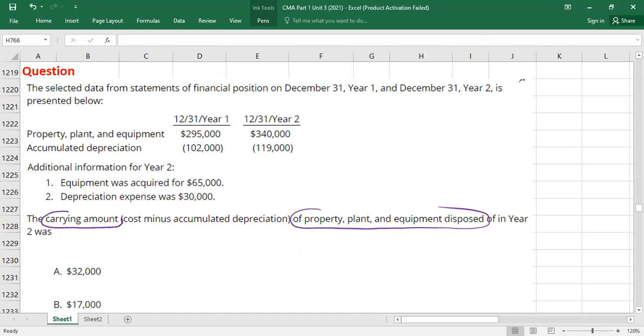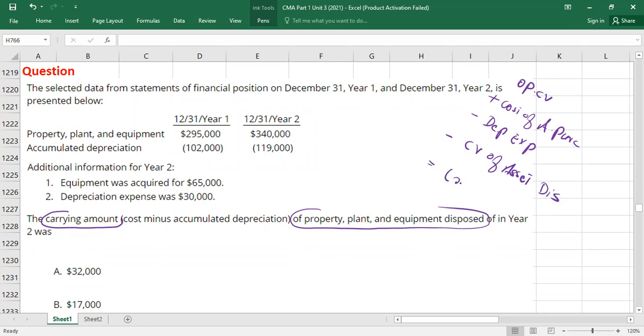The equation is: opening carrying value of asset, plus cost of asset purchased, minus depreciation expense for the year, minus carrying value of asset disposed, is equal to ending carrying value. This is the equation. Just write the values whatever is given and work with whatever is not given.